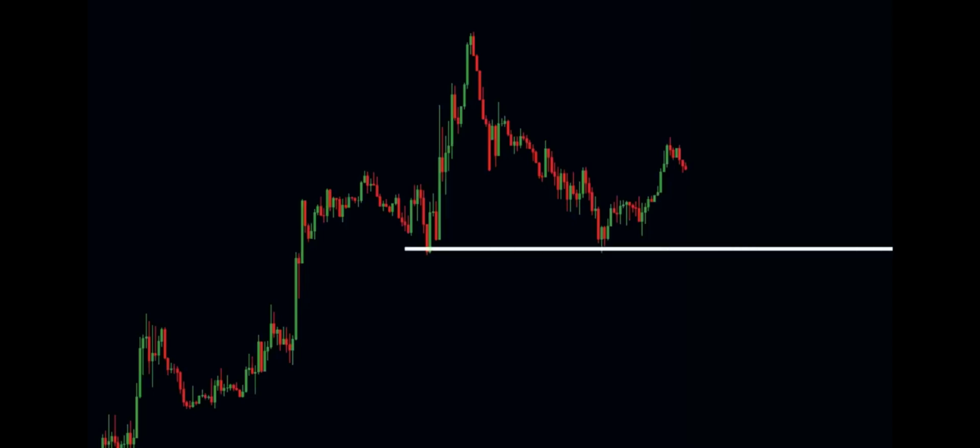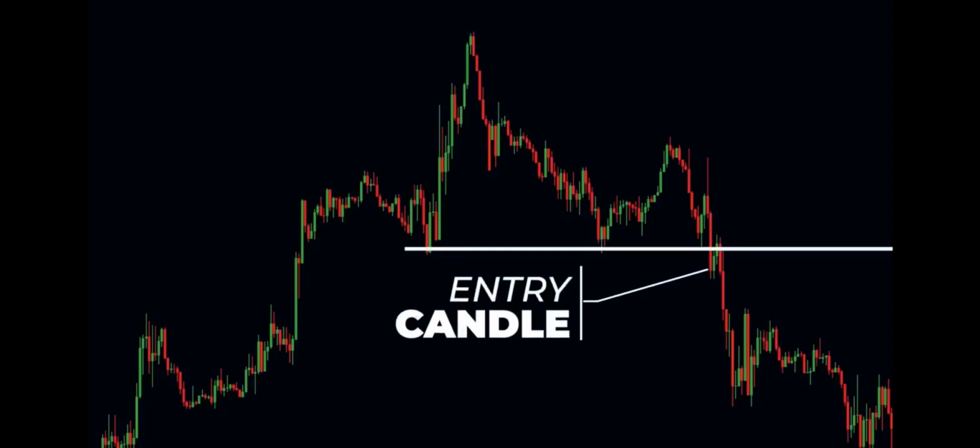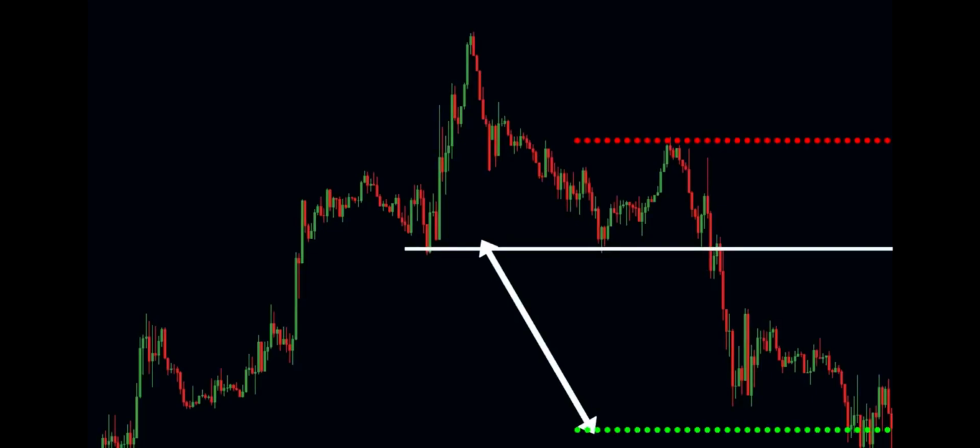We will create a neckline by connecting the valleys of point B and D. When the price breaks this neckline, we shall enter a sell trade. On this candle, the price breaks and closes below the neckline, so we sell here. We will keep our stop loss at the midpoint of the neckline and the head. We can place our targets by calculating the distance between the head and the neckline and adding that below the neckline. And as you can see, this trade played out really well.